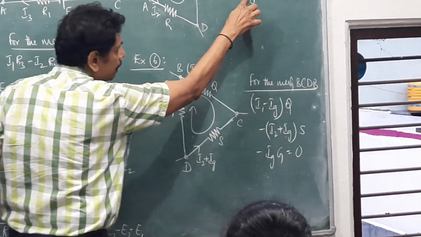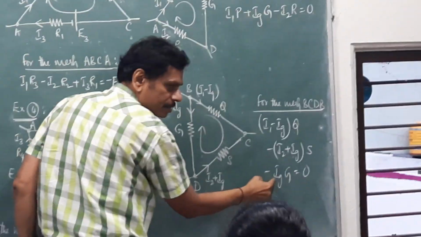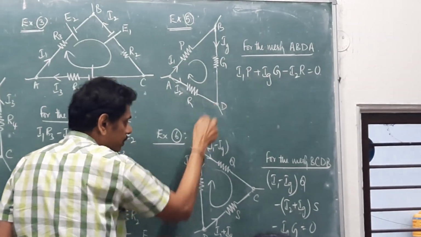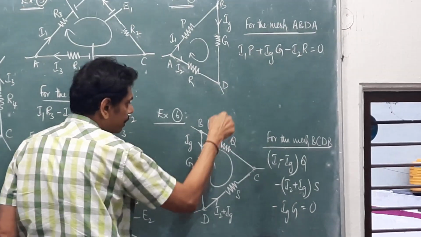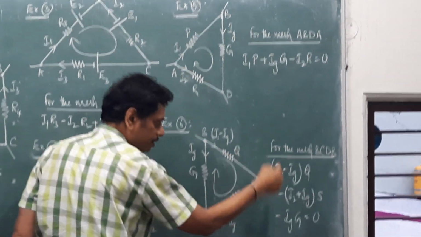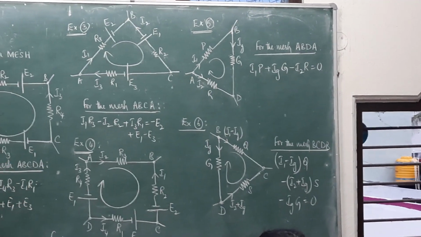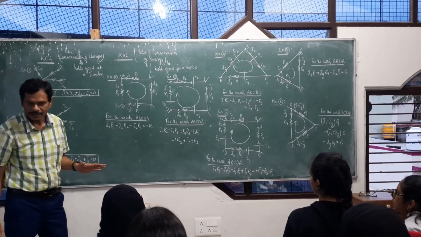You see that here it is plus Ig, but here it is minus. It is the same current direction present here also and here also. But in this particular mesh it is acting as negative. For the other mesh it is acting as positive. Clear? Followed all this concept, you see that.